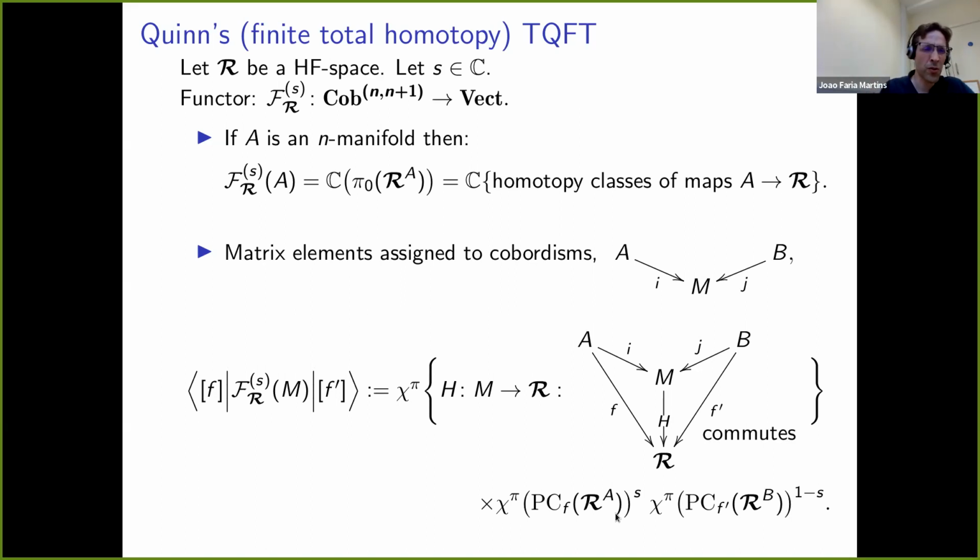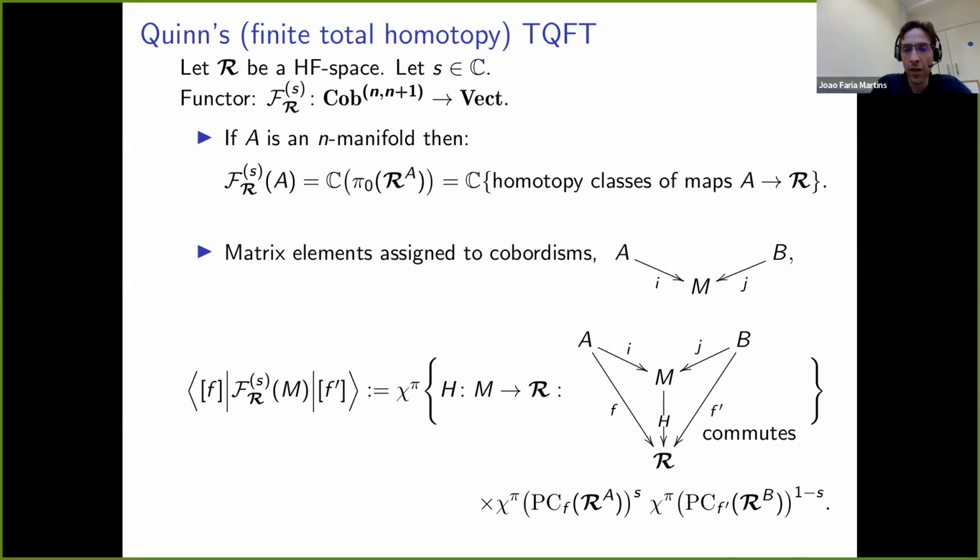So in Quinn's original construction, I think S was equal to 0 or to 1. But if you want to relate to Dijkgraaf-Witten, for example, I think S is 1/2, something like this. It's nice to have this flexibility, but all of the TQFTs are equivalent. There's a monoidal natural transformation connecting all of the S's.